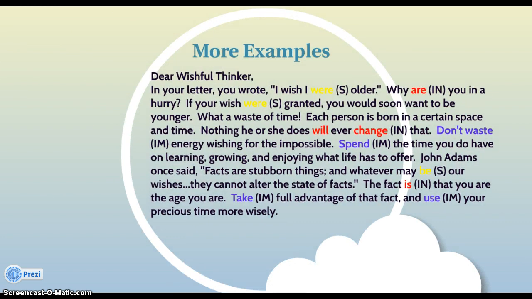Now what I've done in this example is I've used S for subjunctive, IN for indicative, and IM for imperative. I've also made each one of those verb examples a different color. So here, let's look at this letter. Dear wishful thinker, in your letter I wrote, I wish I were older. Were is a subjunctive form of the verb. Why are, that's indicative, you in a hurry. If your wish were, that's subjunctive again, granted, you would soon want to be younger.